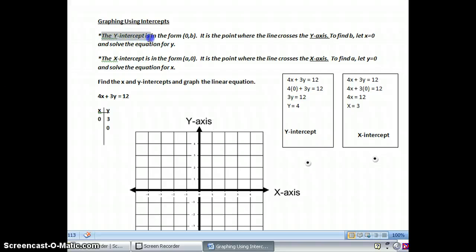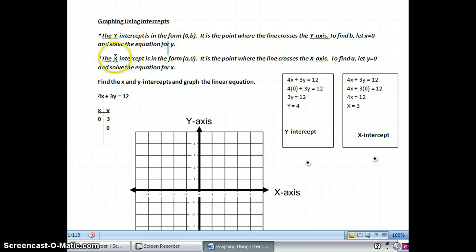So the y-intercept is where it crosses the y-axis. That's the way I remember it. Y-intercept crosses y-axis. It's in the form (0, b), meaning 0, some number. And to find the y-intercept, you put 0 in for x and solve for y.